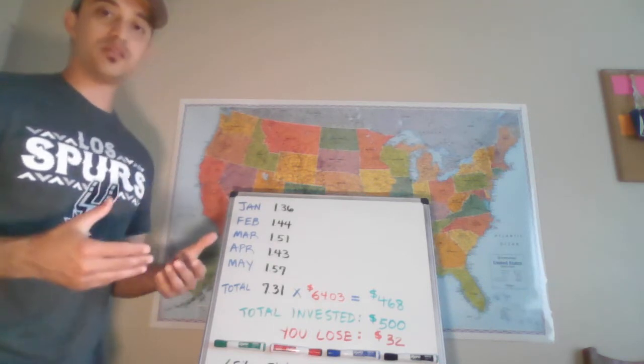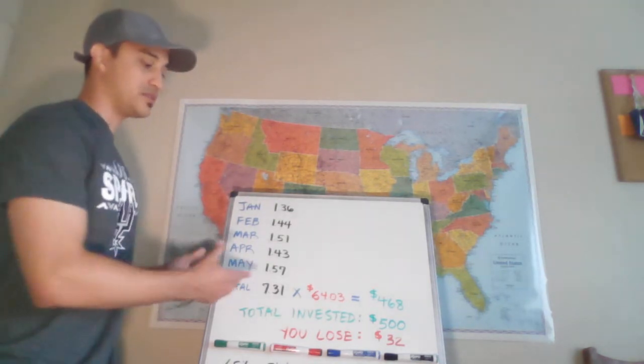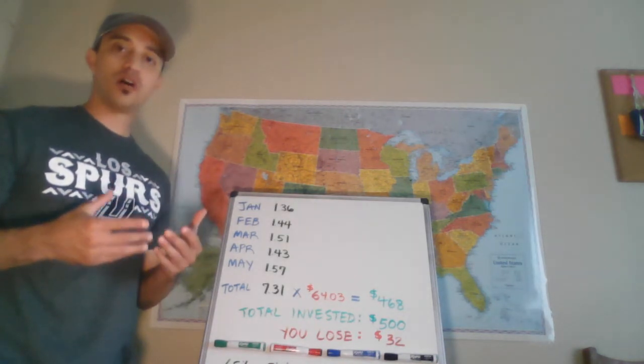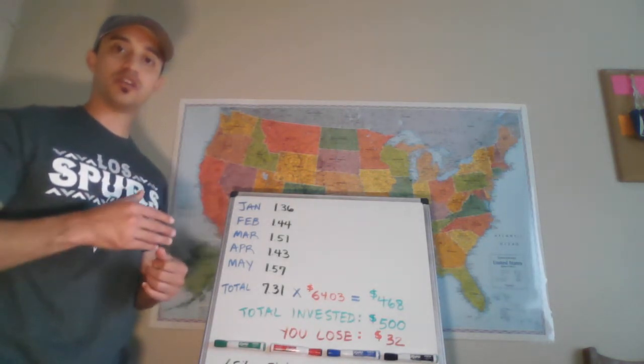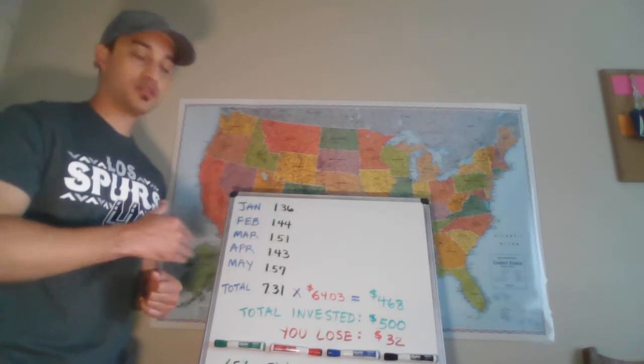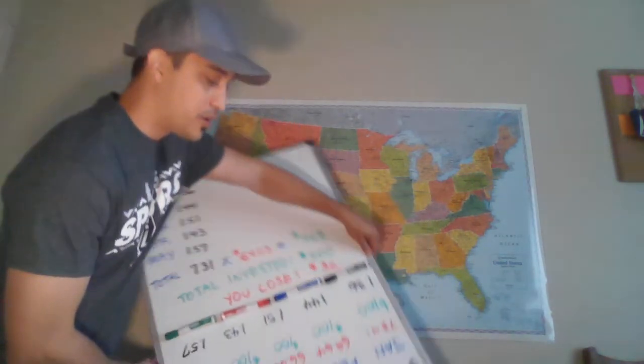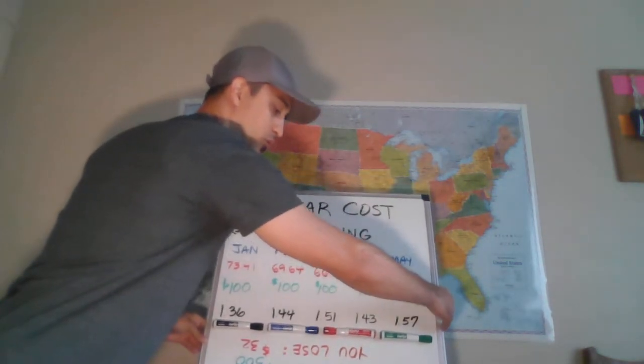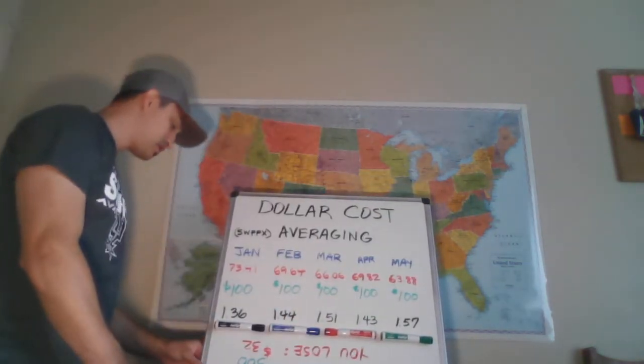So the whole point of sharing this is, when you use dollar cost averaging, you stay true to your plan. You continue investing $100 every month, no matter what the market does, no matter what the price of your mutual fund is doing.